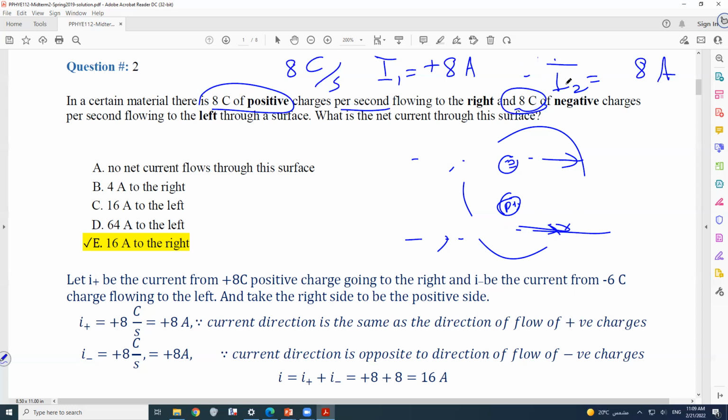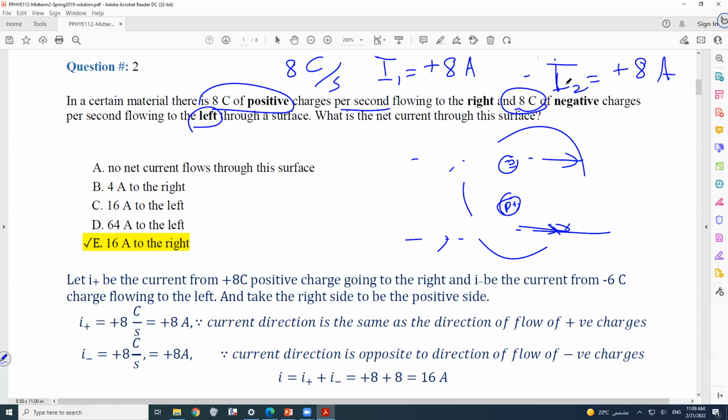Charges are going to the right. No, to the left. Charges are going to the left. So current will be to the right, opposite, because they are negative charge. So therefore, I2 is also +8.